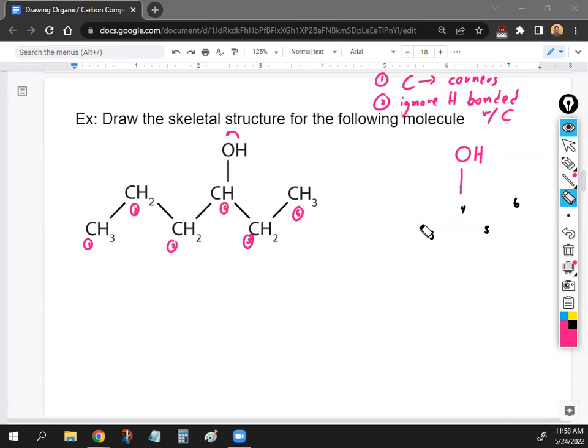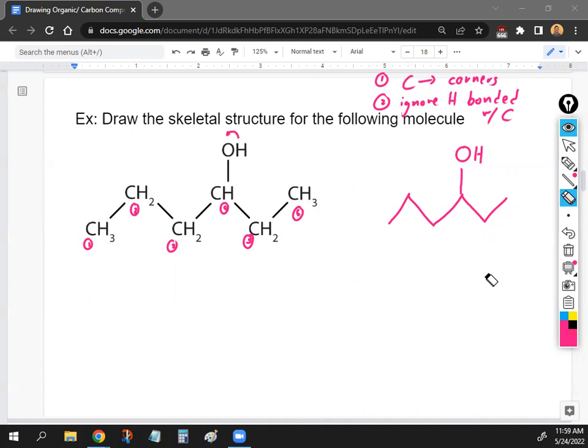And typically, we don't draw the numbers. So on your final answers for your assignments, please don't include the numbers. That's only for your reference. Okay. So again, count the carbons, figure out where the connections are, and that'll help you draw the skeletal structure.